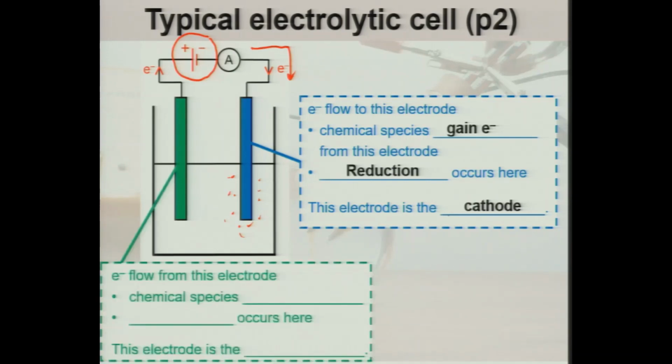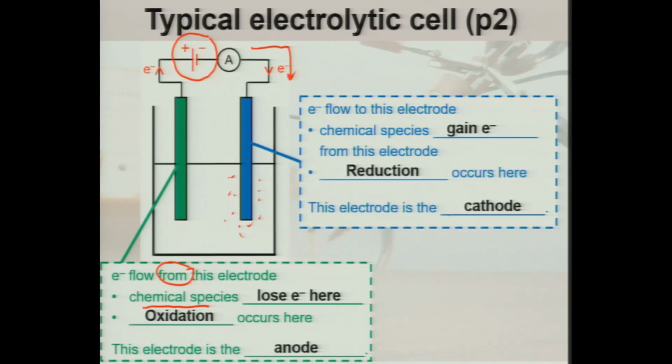Let's look at the next one. Let's look at the left side electrode, the green electrode. A battery will always draw electrons from this side, from the green electrode, okay, because of the positive end. So electrons flow from this electrode. Where is the electrode going to get electrons from? It's going to get electrons from chemical species which loses electrons. As the chemical species loses electrons, oxidation happens. And because oxidation happens here, I know for sure this is called the anode. So anode, oxidation; cathode, reduction. This you should know very well.